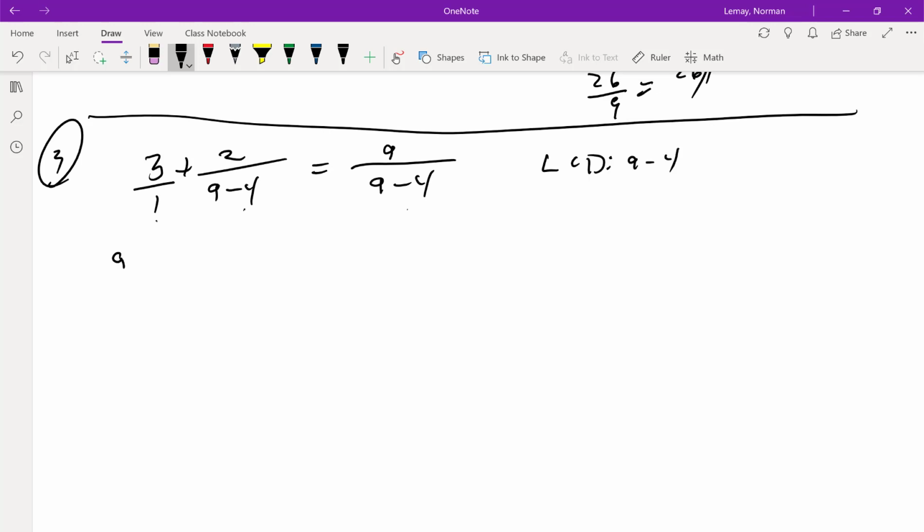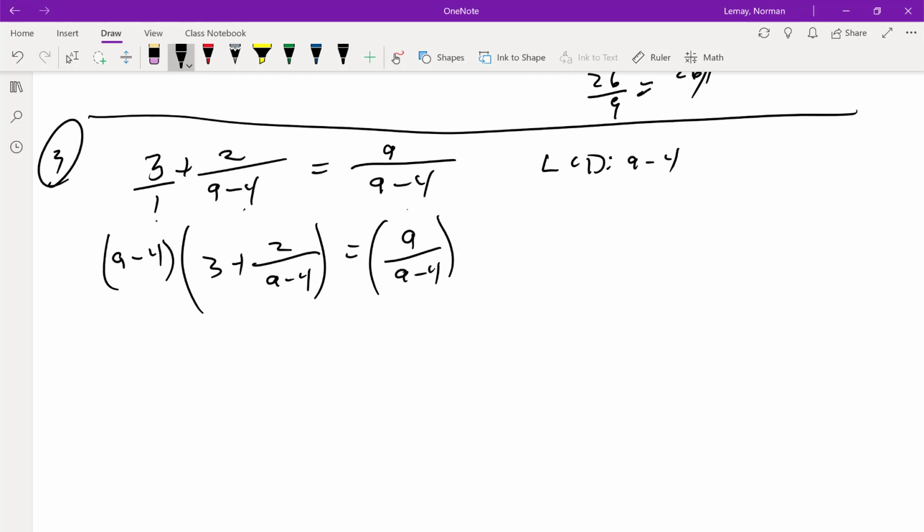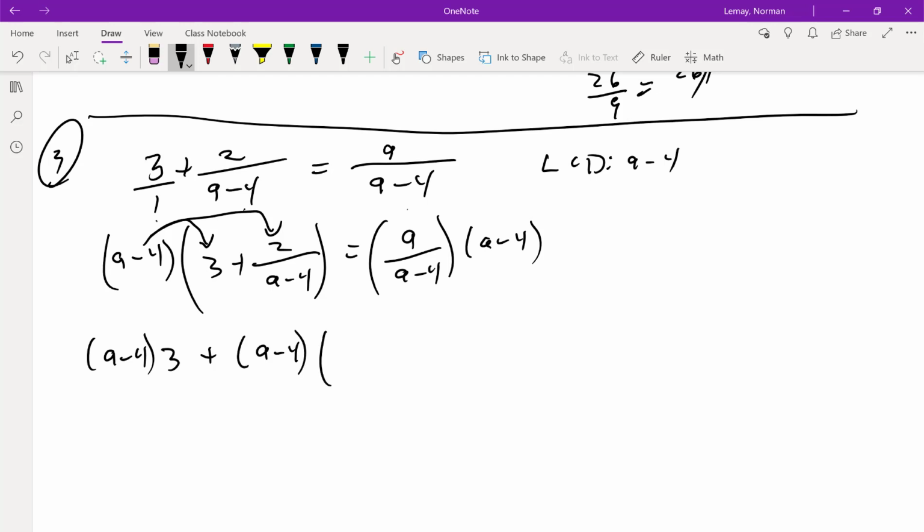So let's multiply the left-hand side by a minus 4. So I get 3 plus 2 over a minus 4 equals a over a minus 4 times a minus 4. And again, we're going to distribute this a minus 4 over the addition. So I get a minus 4 times 3 plus, and then again, a minus 4 times 2 over a minus 4. Okay, and on the right-hand side, hopefully we can see that these cancel out. So I'm just left with an a.